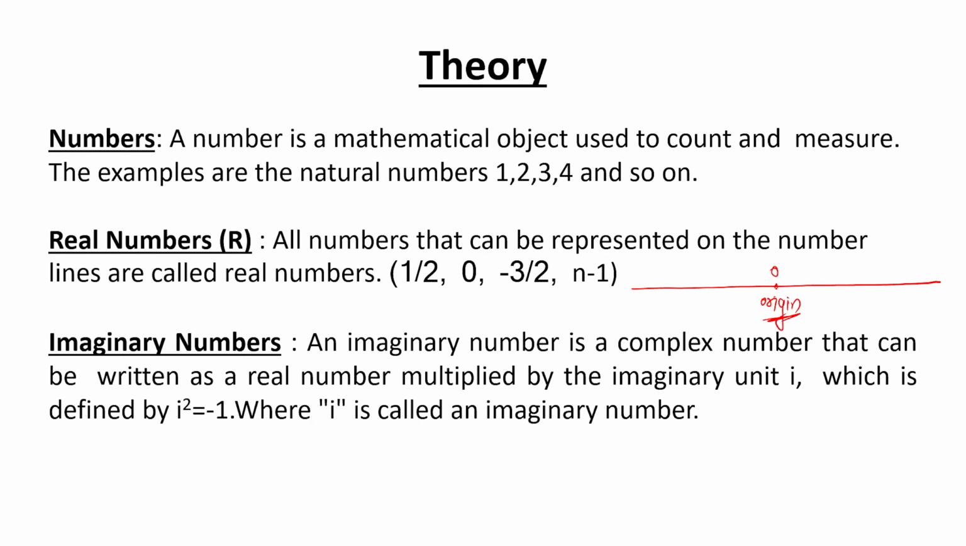This is the origin, where the value is 0. All the values on the right side of the origin will be positive, but all the values on the left side of the origin will be negative. As you can see, I am drawing it. All the numbers which can be represented on the number line, as you can see, these are all the numbers represented on the number line, right?